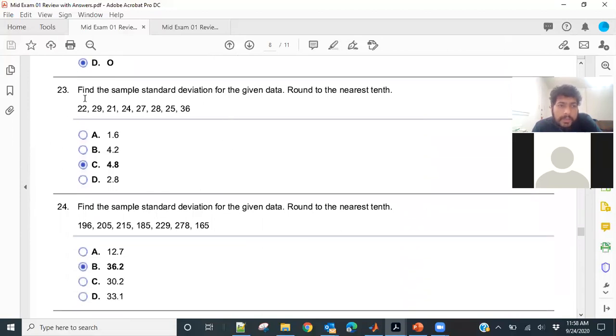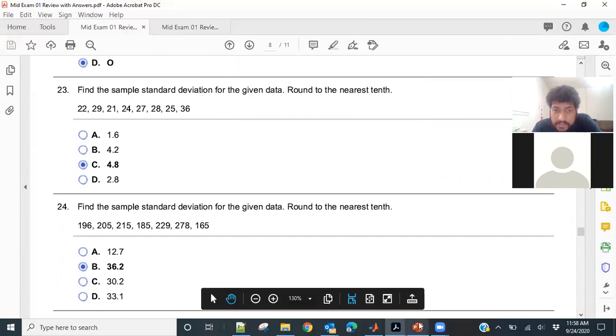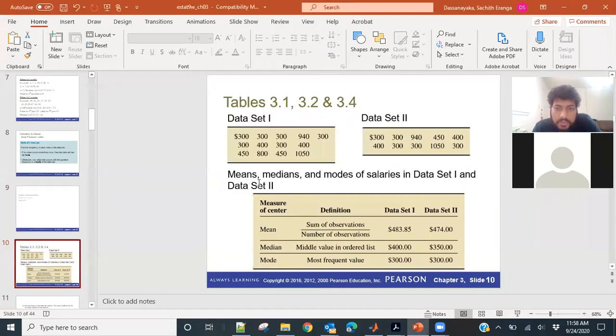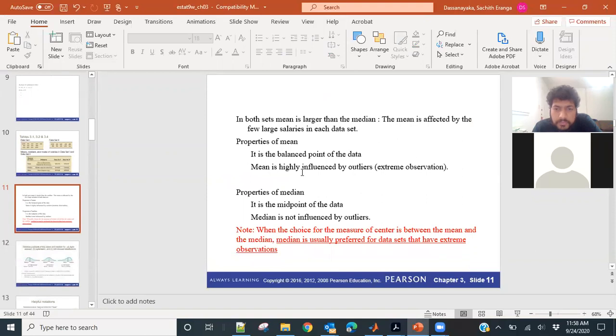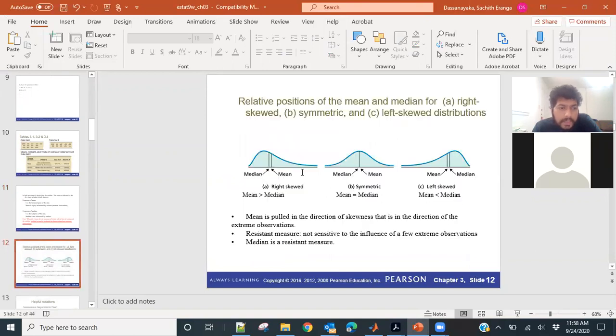Number 23 says find the sample standard deviation. Standard deviation is one of the most important sections in our syllabus. Before I go to the standard deviation, if the mean and median are the same, then the distribution of your data set looks like the middle graph.